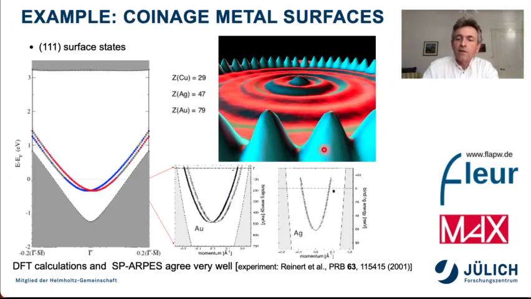The well-known examples are coinage metals like copper, silver and gold, which have surface states that are visualized here by this STM image of the quantum corral by the IBM group. If you look carefully with angle resolved photoelectron spectroscopy, then you see the surface state in silver with almost no splitting, but in gold you see a prominent splitting. Also in your DFT calculation, if you switch on the spin orbit coupling, you can see this splitting, where the red and blue signify the two different spin directions, and agreement with experiment is actually very fine in this case.